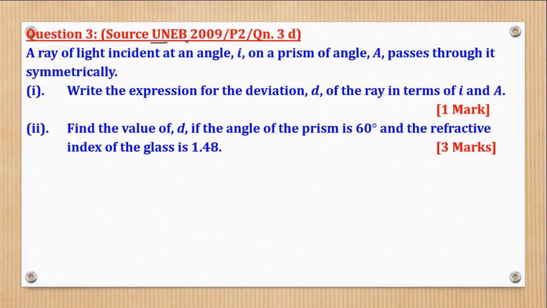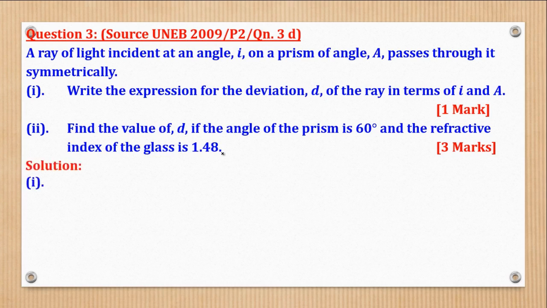Question 3 came from UNEB 2009, paper 2, question 3D, and it says, a ray of light incident at an angle I on a prism of angle A passes through it symmetrically. Part A, Roman 1, write the expression for the deviation D of the ray in terms of A and I. Roman 2, find the value of D if the angle of the prism is 60 degrees and the refractive index of glass is 1.48.